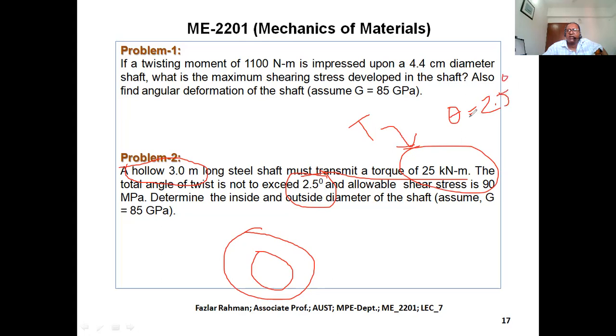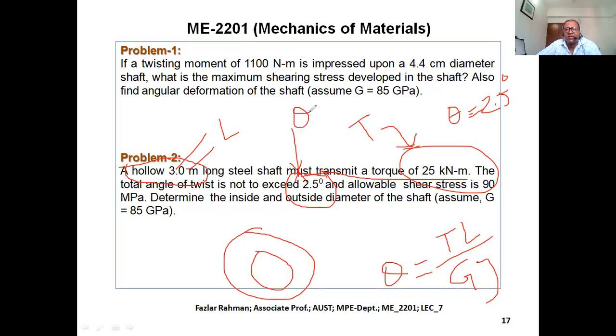Then you convert to radian, right? You get a number. And right over here, you get one formula: theta equals TL divided by GJ, right? And the length of the shaft, L, is given. Theta is given, so you get one clue from here. Is the value of G given? No, the G value is not given. But it's saying that theta should not be more than 2.5 degree. So this is your theta data that is given.